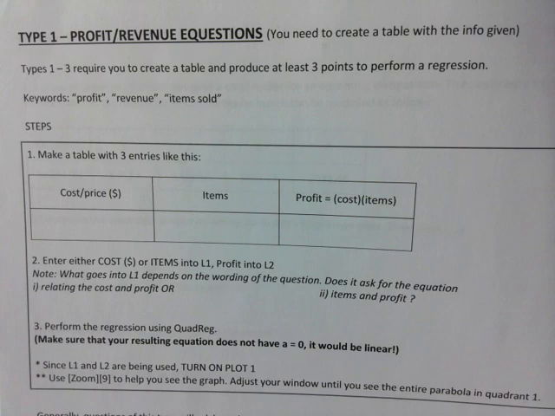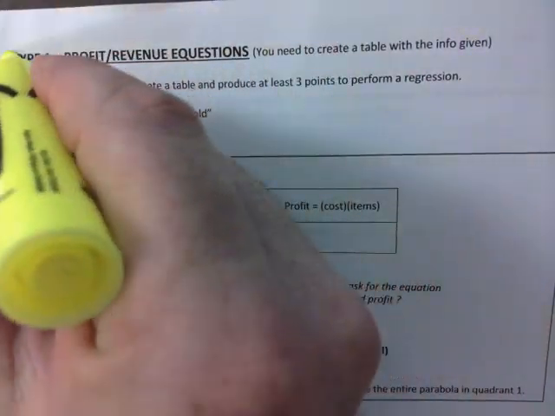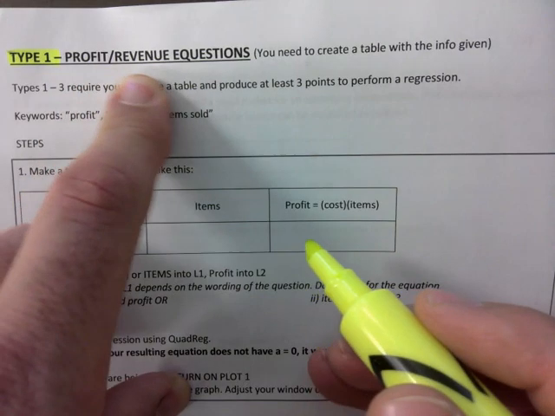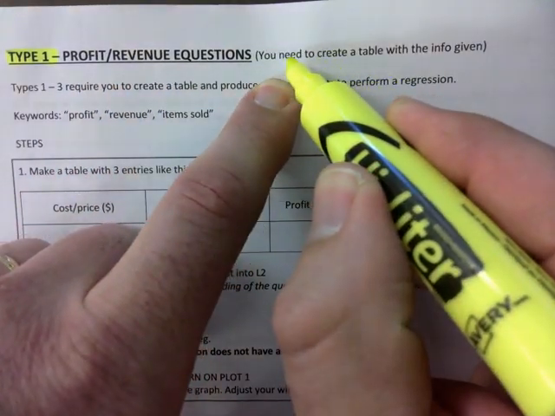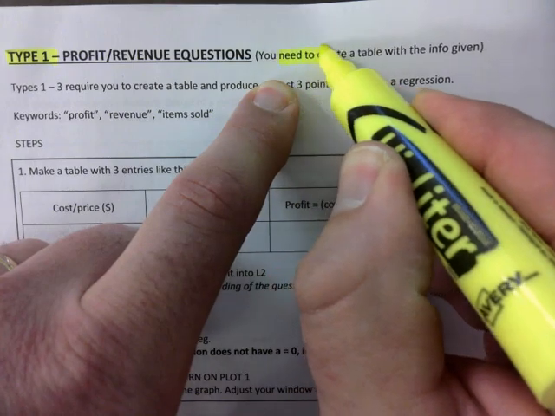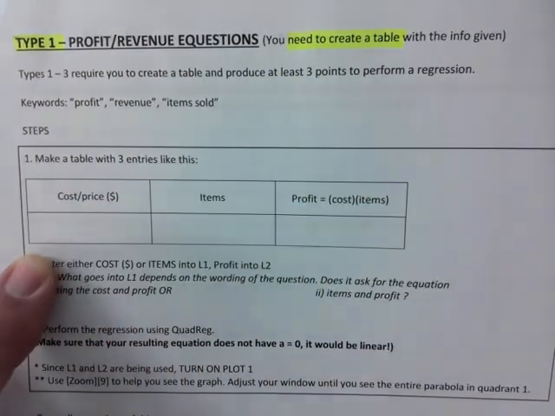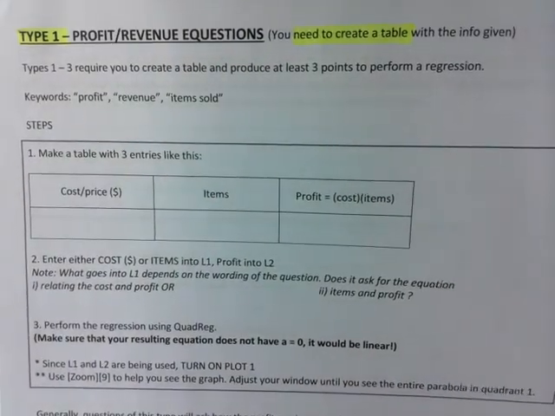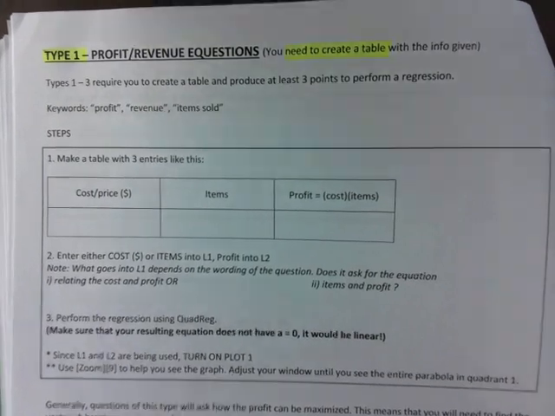Type 0, as we covered, the points were all given. Here we have to make our own points. Okay, so type 1, right? Profit, revenue, style, and you will need to create a table. You need to create a table of values. That's how these 1, 2, and 3 will be different in that way. Okay, that you'll have to create your own.